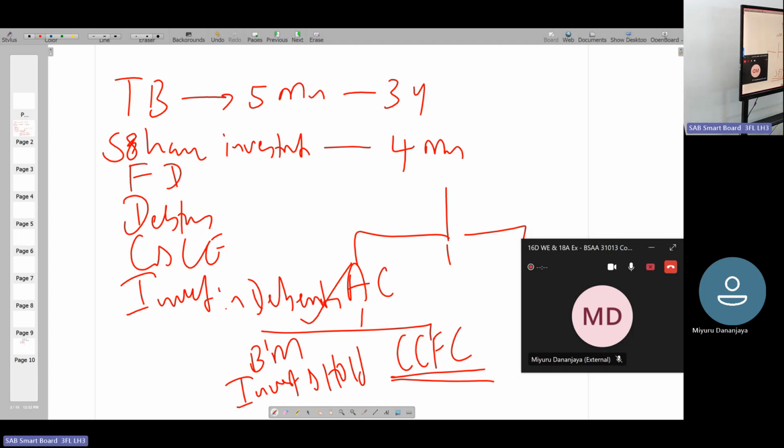Derecognition. For a financial asset, there are two conditions. First, contractual cash flows expire. Next is substantial risk and rewards being transferred to other parties. You have written all that down, right? Good.